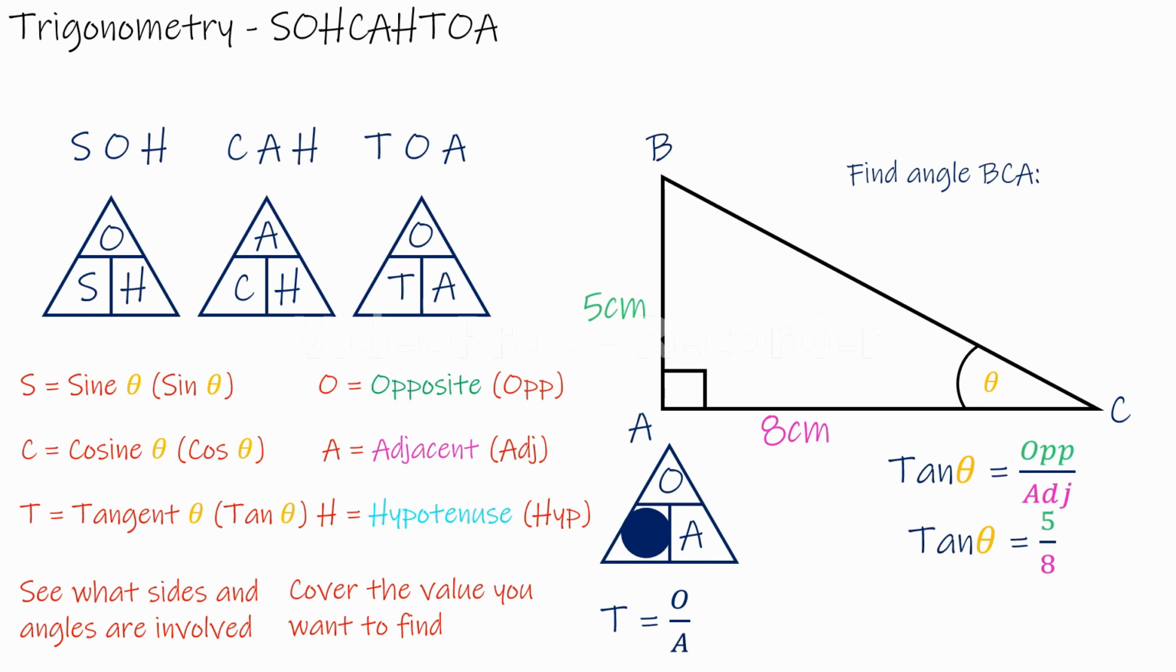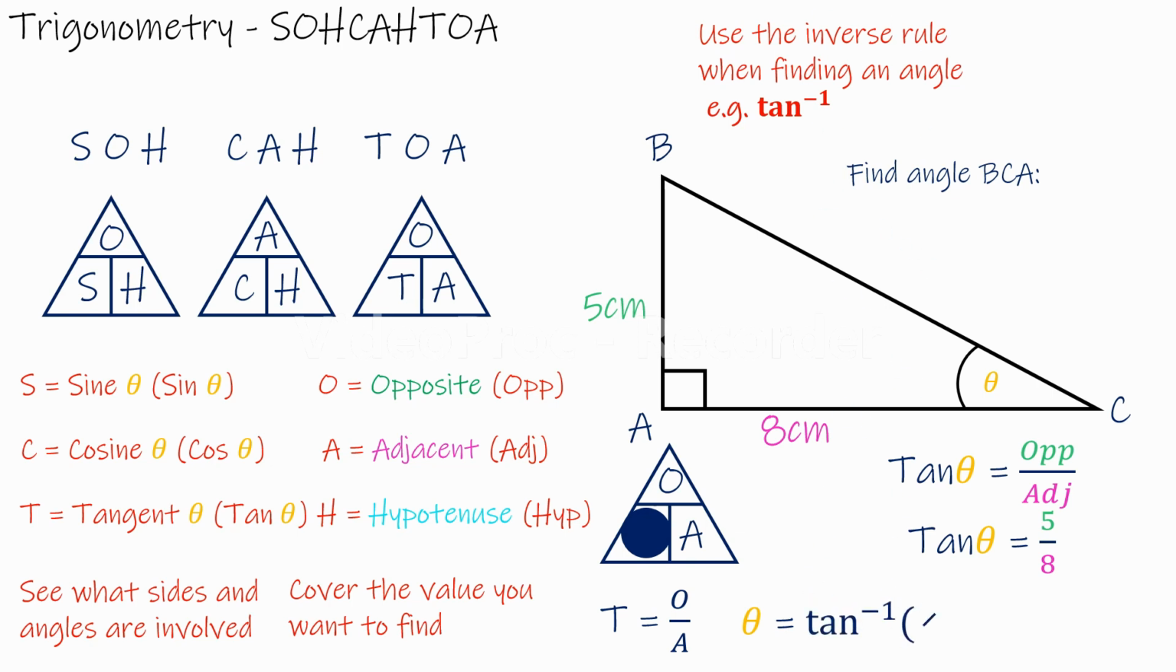However, here is where things start to get a little more complicated, as we don't want tan theta, we want theta on its own. This means we need to use the inverse rule, and this is only for finding an angle, which is tan to the power of minus 1. Once again, towards the end of the video, I will go over where this is in the calculator, and this will definitely not be asked on a non-calculator test. So, we can now rewrite theta as tan to the minus 1 brackets 5 over 8. Remember to include your brackets, otherwise it will not work, it will come up with a math error. Now, typing this into the calculator, we get an answer of 32.01 degrees to 2 decimal places.